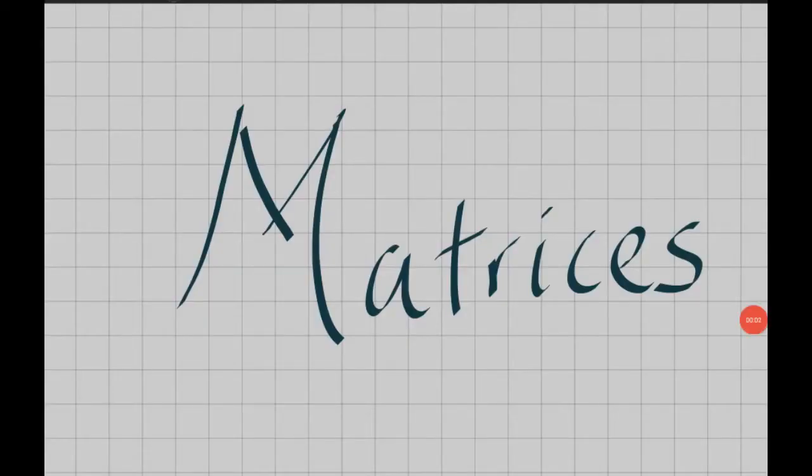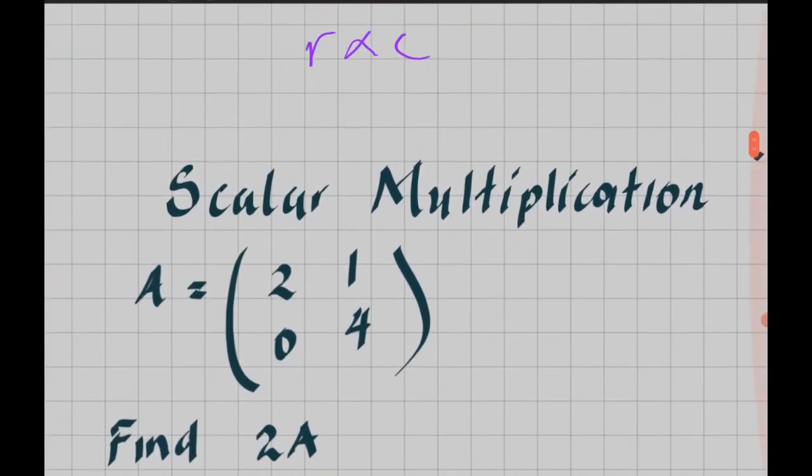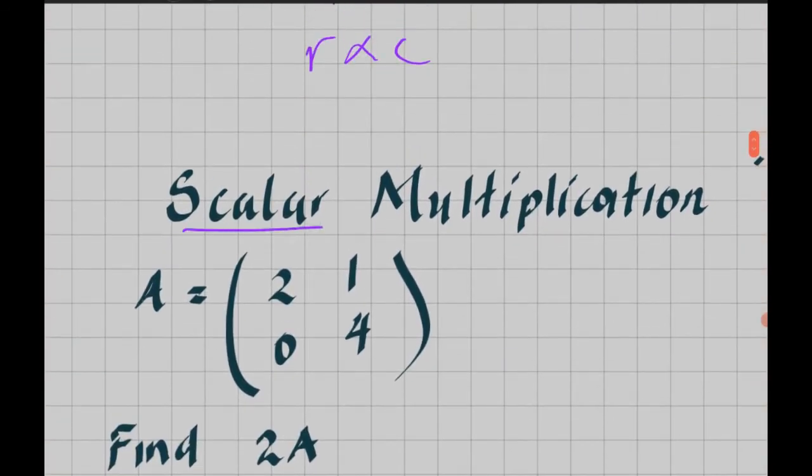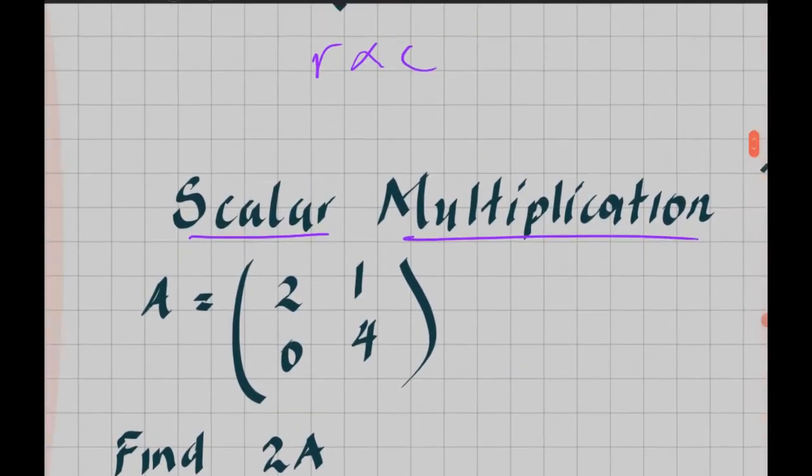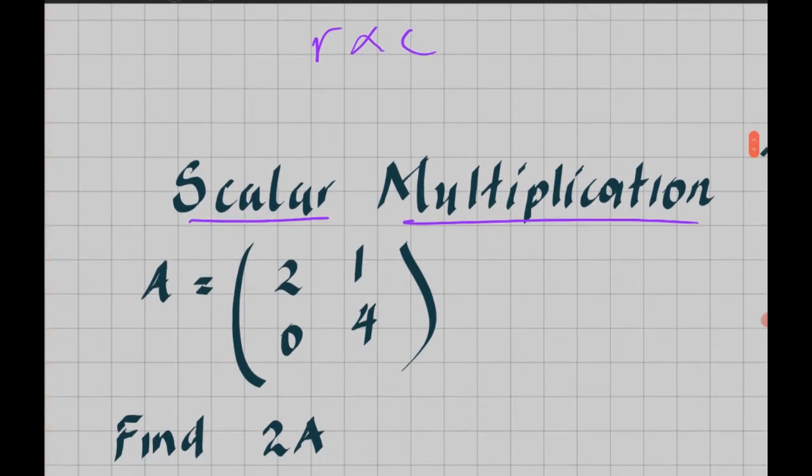In this video, we are continuing to talk about matrices. So we said that matrices are numbers arranged into rows and columns. So we first talk about scalar multiplication. So what's a scalar? A scalar is a number that is used to multiply a matrix.